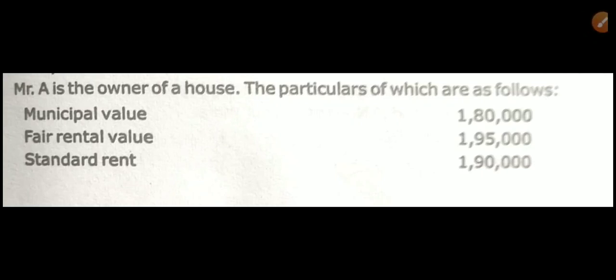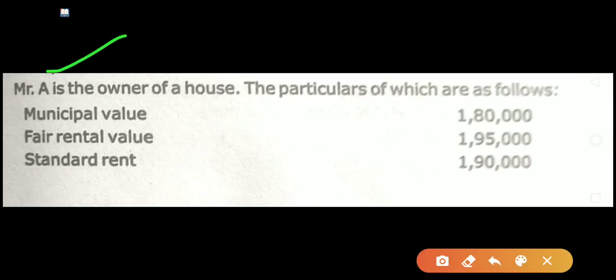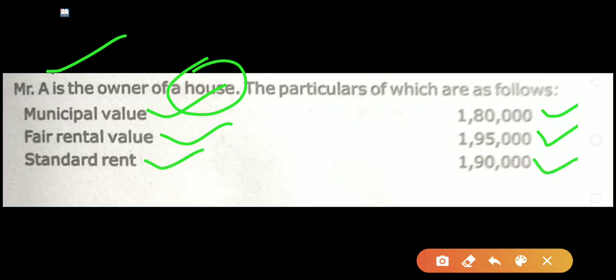Yes, here is the problem. Mr. A is the owner of a house, the particulars of which are as follows. So Mr. A is the assessee and he owns a house, and the particulars related to his house are given below. So first is municipal value. Municipal rental value is 1,80,000, fair rental value is 1,95,000, and standard rent is 1,90,000.